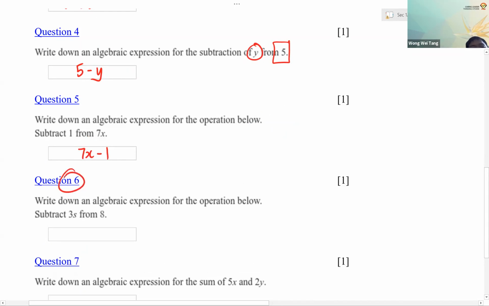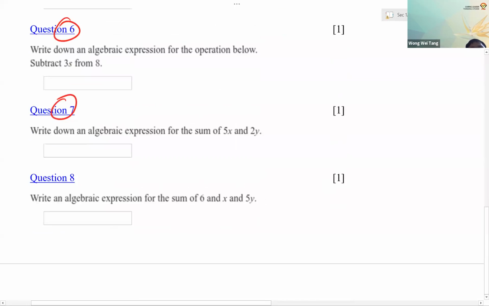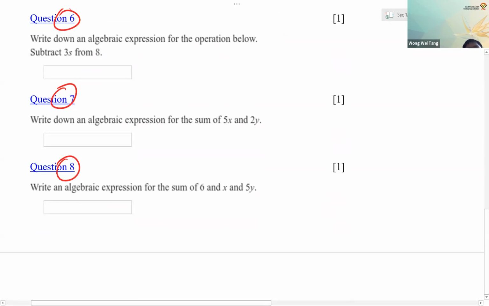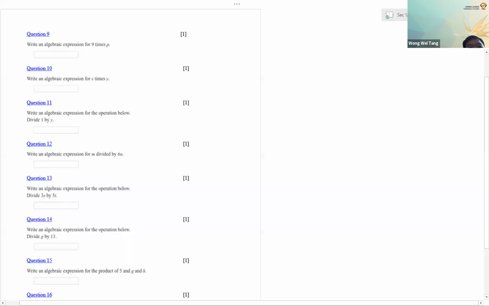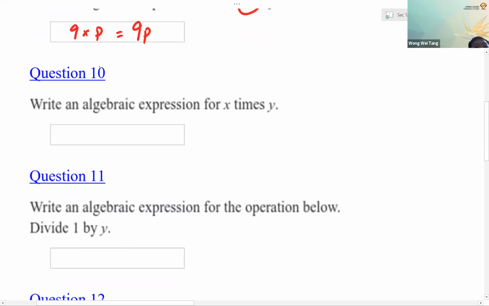So you can do this by yourself, question 6. You can do question 7 by yourself. You can do question 8 by yourself also. And the next question, number 9. Now we have multiplication, 9 times p. It's just 9p. Before this, you might have written 9 times p, but when we express our final answer, it'll be 9p. So x times y, you can do it yourself.